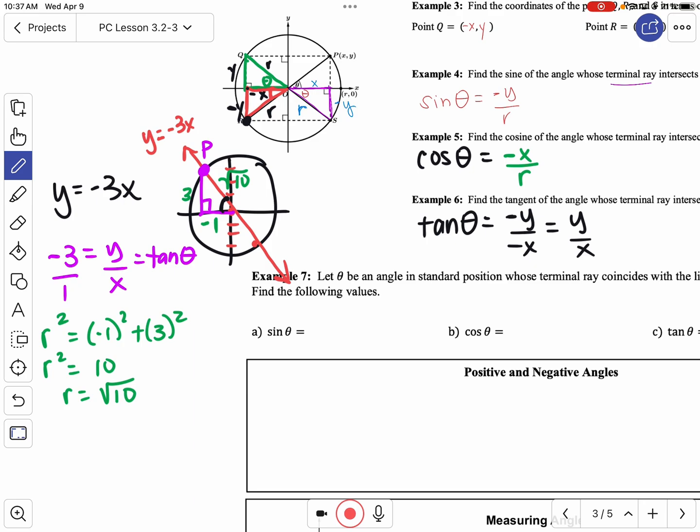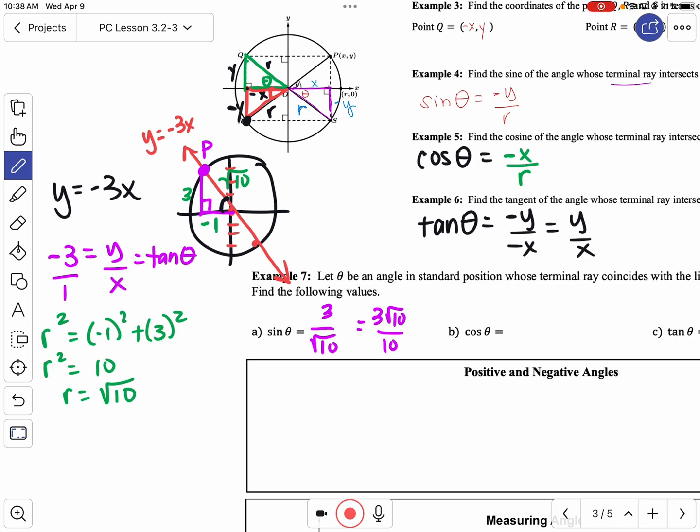Sine at theta. Sine is opposite over hypotenuse. 3 over the square root of 10. I'm not going to make you rationalize this for right now. But if you did, you'd multiply by square root of 10 over square root of 10. So you'd have 3 square root of 10 over 10. But I'll keep 3 over square root of 10.